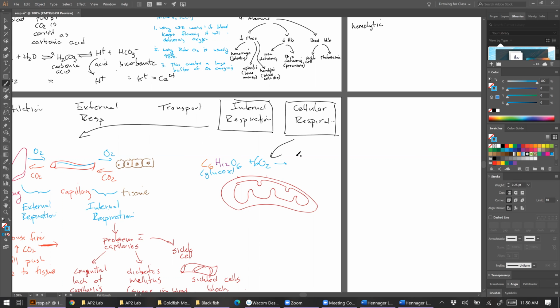And at the other end of this equation, you're going to get 6 H2O plus 6 CO2 plus 36 ATP. So you're converting all your food, however you make your food, however you eat your food, you're going to convert it into glucose, you're going to add oxygen to it.